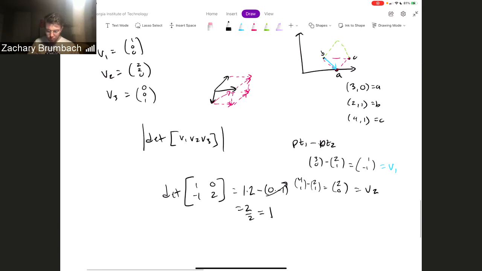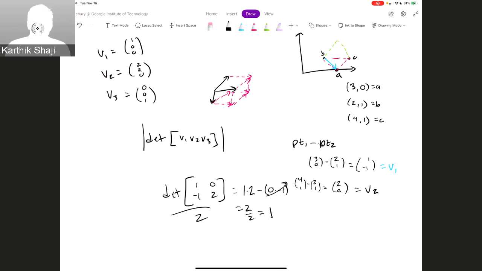Quick question, Zach. Yep, whenever you're done, sorry. There's a question, I believe, in which it was given three vectors: find the volume of the pyramid enclosed by these three vectors. How would you go about doing that? Would you take the determinant and divide it by 3? Take the determinant and divide by 3.